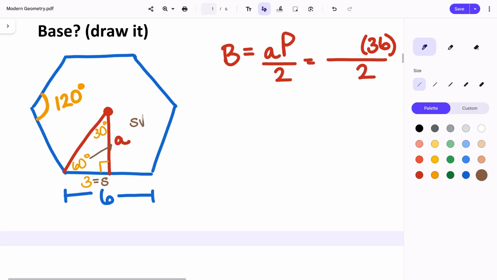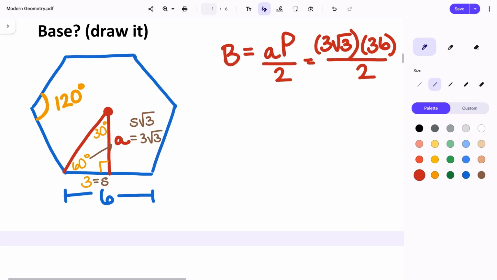Good. S is square root of 3. So if my S is 3, what would be my apothem length? 3 square root of 3. I needed to find that so that I can plug it back up in here to my formula. So now we're going to go back up here. 3 square root of 3 goes in for your little a.